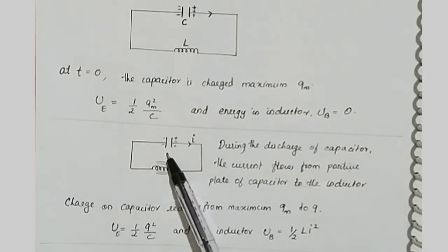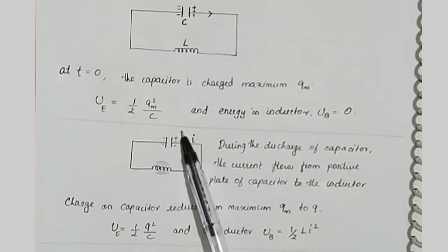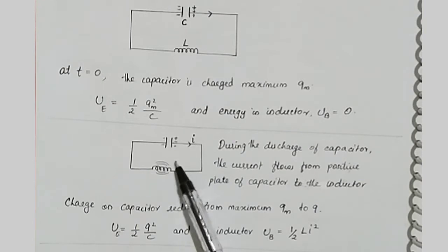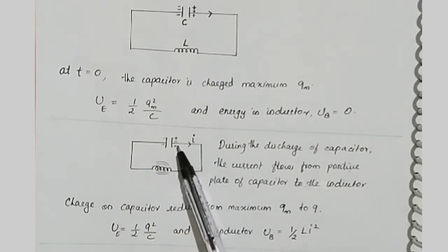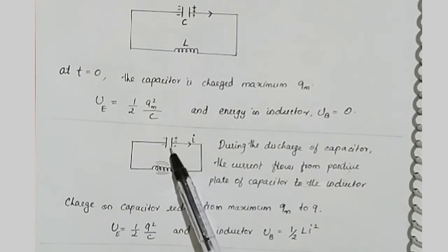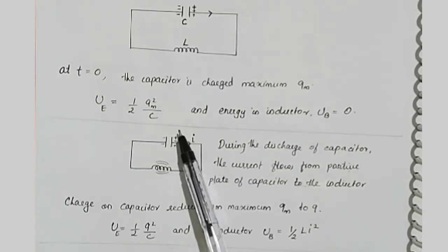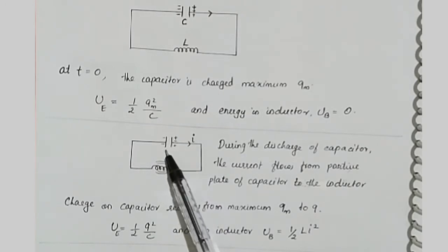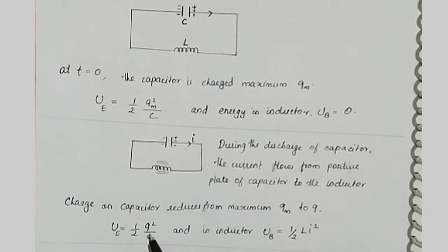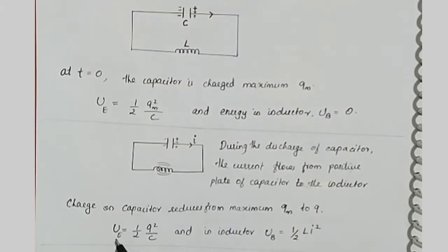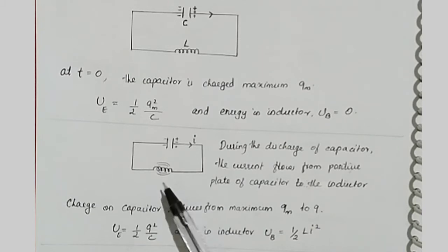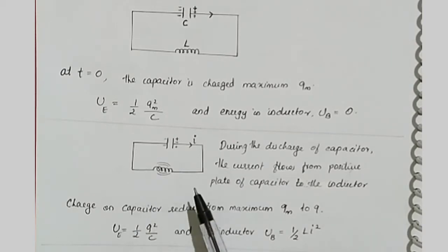At the same time, the maximum charged capacitor reduces its charge from Qm to a value Q. Therefore, at this time when the discharging is taking place, the charge of our capacitor is reduced from Qm to Q. Therefore, now the energy stored here is half Q square by C. The energy stored in this capacitor during discharging is UE is equal to half Q square by C. And due to the current I through this inductor, the energy stored in this inductor becomes UB is equal to half L i square. So this is what happens when discharging is taking place.